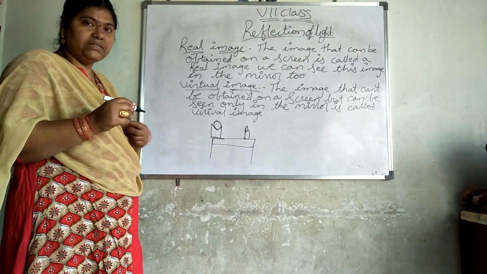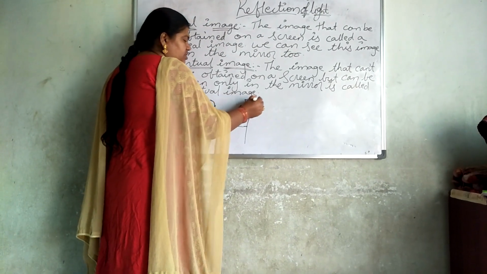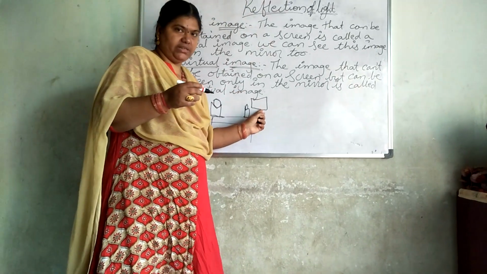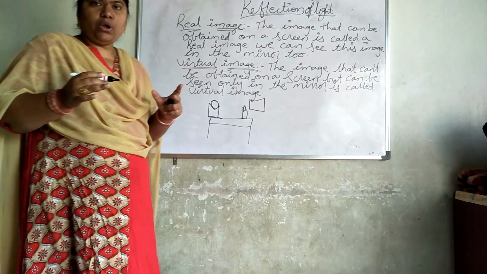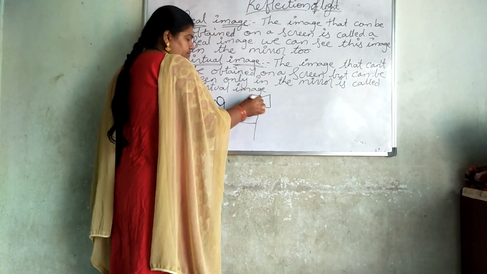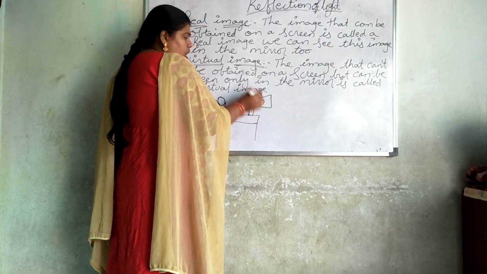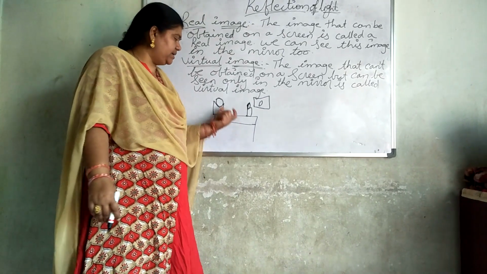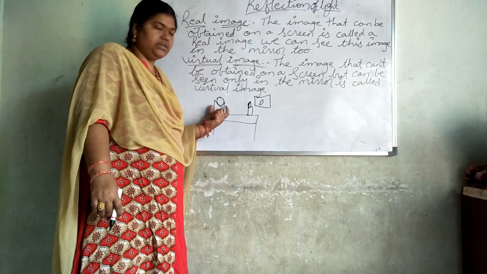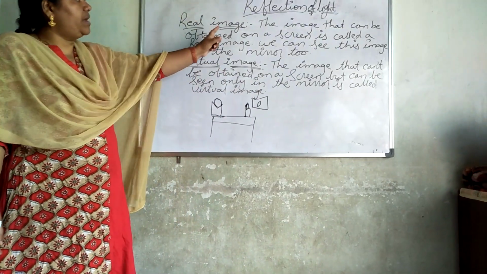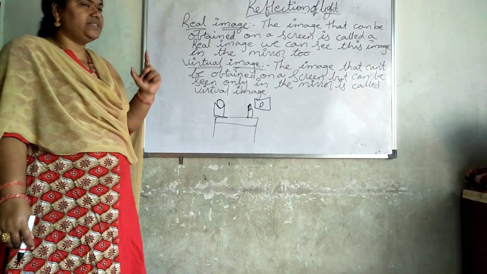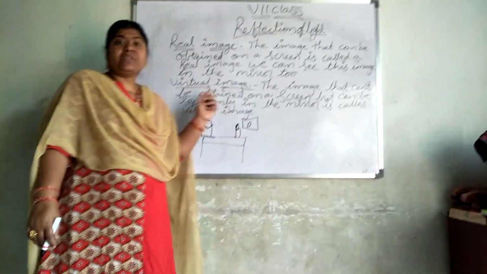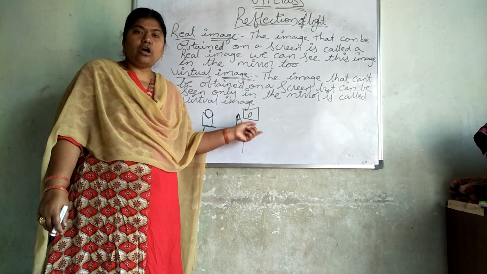Then, at the back of the candle, I will place a white sheet. This white sheet acts as a screen. On this screen, if the candle's image is formed on this white screen, then we will say it is a real image. How to do the experiment? Did you understand it? Take a table, take a V-shaped wooden stand and a concave mirror. See here, the image that can be obtained on a screen is called a real image. If the image is obtained on the screen, then we will say it is a real image. If it is not obtained on the screen, then it is called a virtual image.